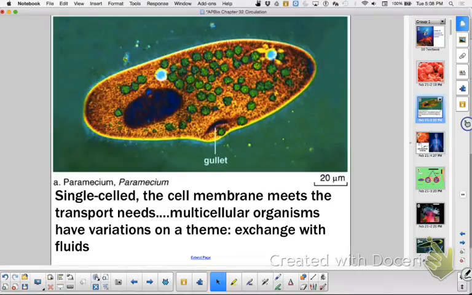So we can start with single-celled organisms. They can use their cell membrane to meet all of their needs. They can exchange oxygen and CO2, nutrients and waste right across their cell membrane. And then things like the streaming of the cytoplasm can move what they need around as well.